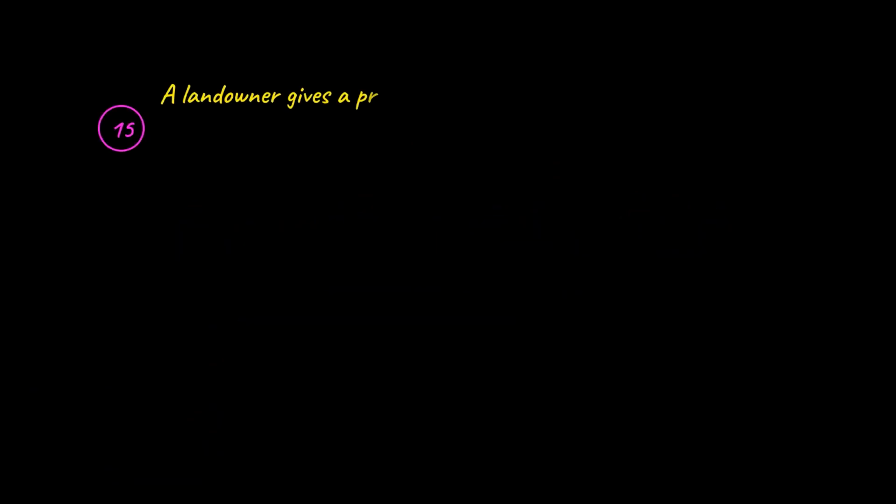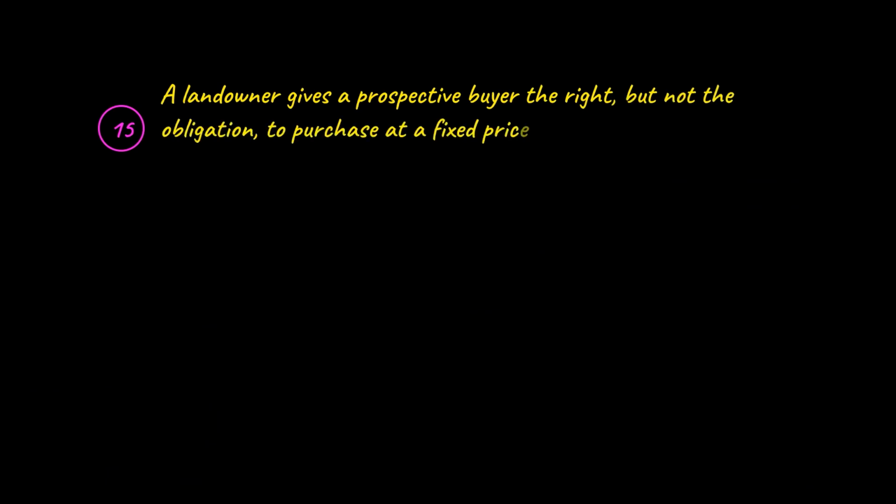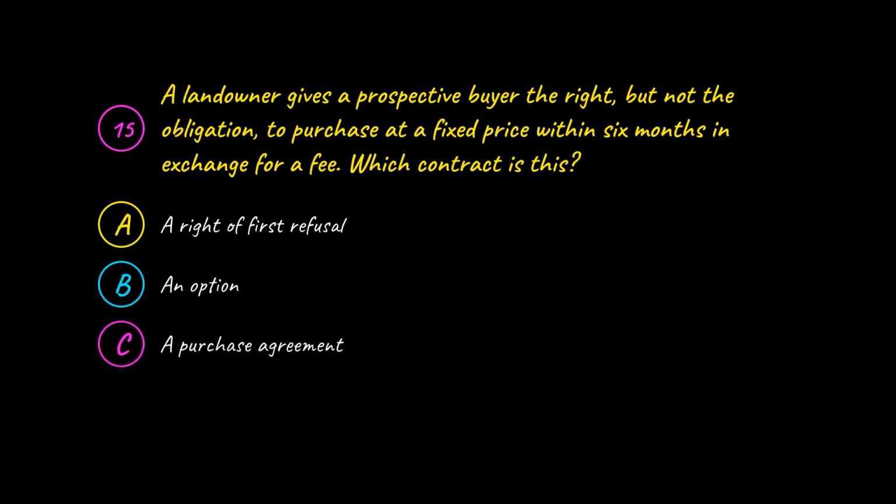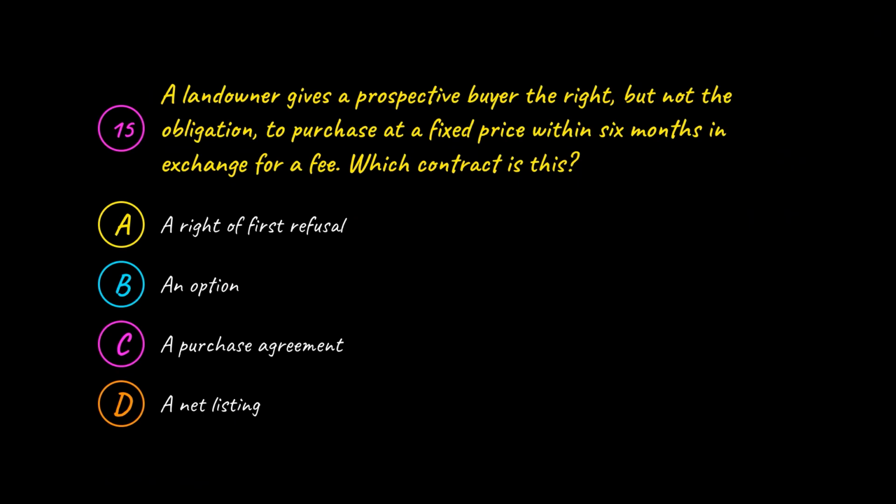Question 15. A landowner gives a prospective buyer the right, but not the obligation, to purchase at a fixed price within 6 months in exchange for a fee. Which contract is this? Your options are A. A right of first refusal, B. An option, C. A purchase agreement, D. A net listing. Don't overthink it. Which one feels right?